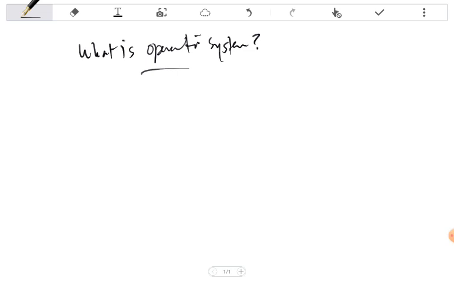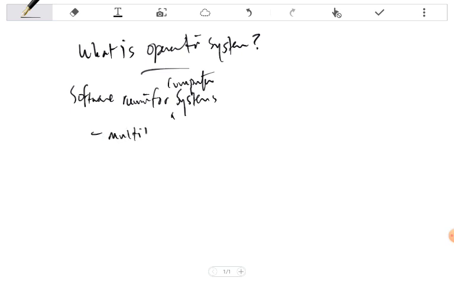Basically, an operating system is a software running for computer systems, and they are useful for the following things: multitasking, error handling, security, and also input and output control.